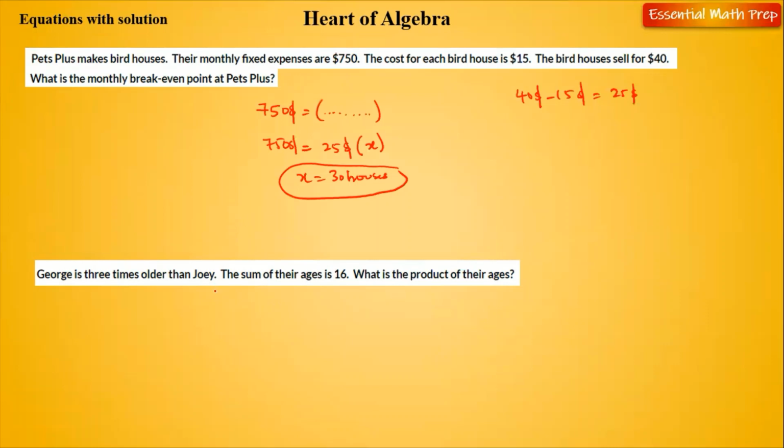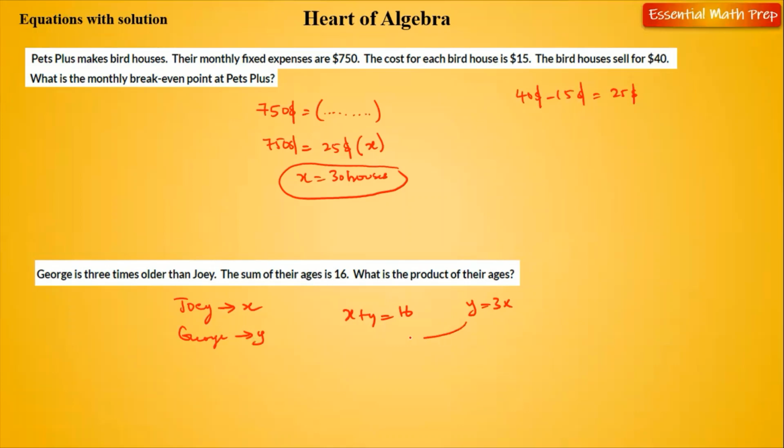Okay. George is 3 times older than Joey. Sum of their ages is 16. What is the product of their ages? Let's assume Joey's age to be X and George's age to be Y. We know sum of their ages is 16, right? But we also know Y equals 3X. That is, George is 3 times older than Joey, right?